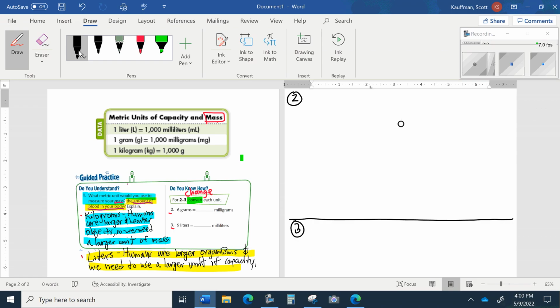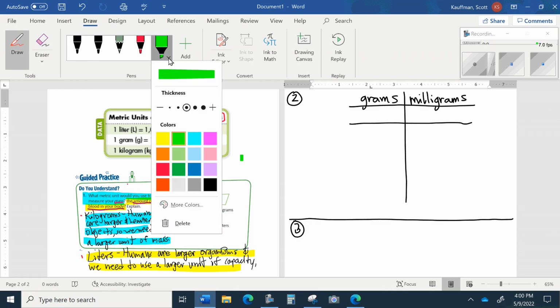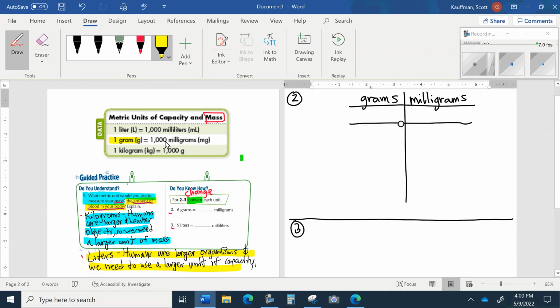Okay, so for number 2, I'm comparing the units grams and milligrams. So I'm going to set up my table just like we've always done for all of our other units of measure, whether they're customary units or metric units. And we're going to organize our measurements. So if I'm using grams and milligrams, then I need to pay close attention to this row right here. I know 1 gram is the same as 1,000 milligrams, which means a gram is 1,000 times larger than a milligram.